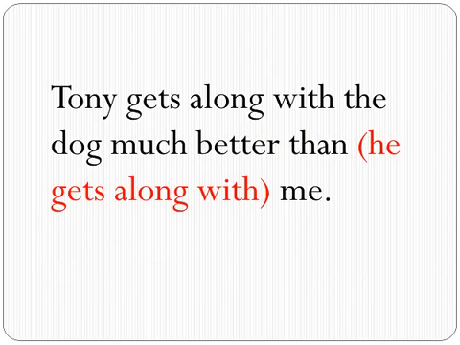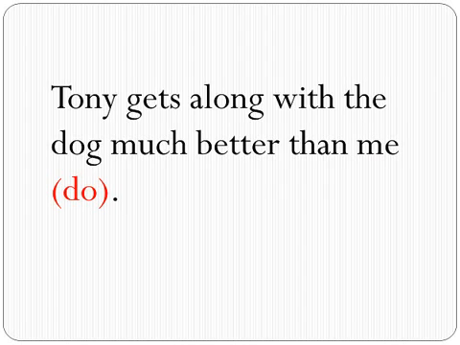It could be that the writer is saying that Tony gets along with the dog much better than he gets along with me. In that case, it's correct. Me is the object of the preposition with. However, it could also be that the writer is trying to say that Tony gets along with the dog much better than I do. Now, when we fill in the missing information, hopefully we can clearly see that the me is incorrect. Because it's the subject of a clause, we need to use the subjective case, I. Tony gets along with the dog much better than I.